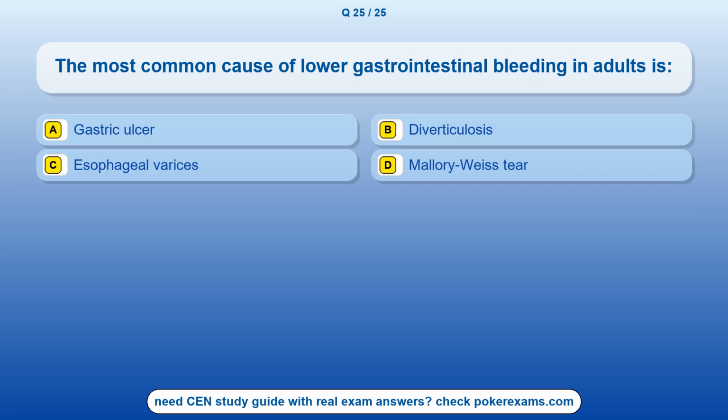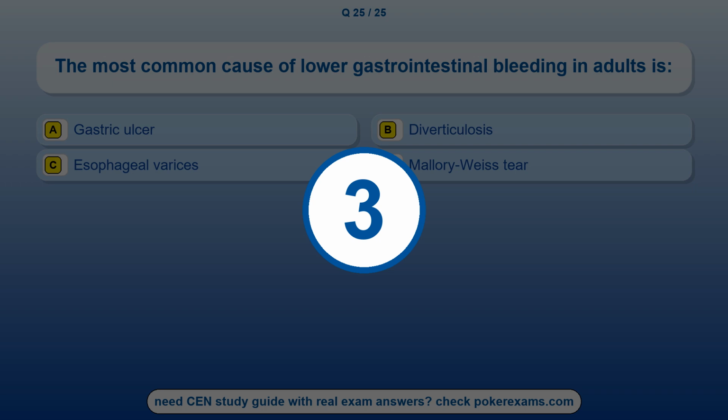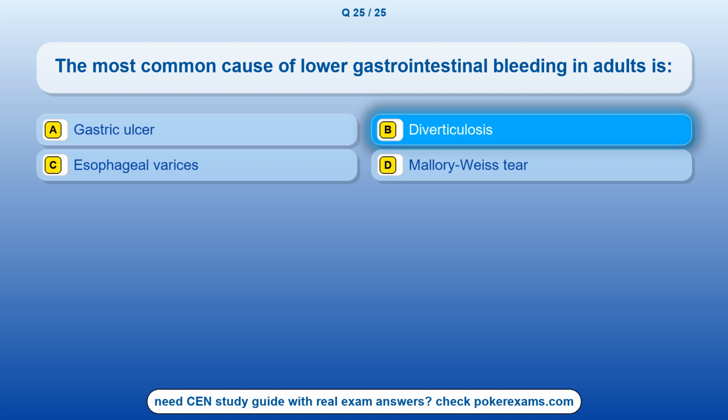Question 25. The most common cause of lower gastrointestinal bleeding in adults is option A, gastric ulcer. Option B, diverticulosis. Option C, esophageal varices. Option D, Mallory-Weiss. The correct answer is option B, diverticulosis.